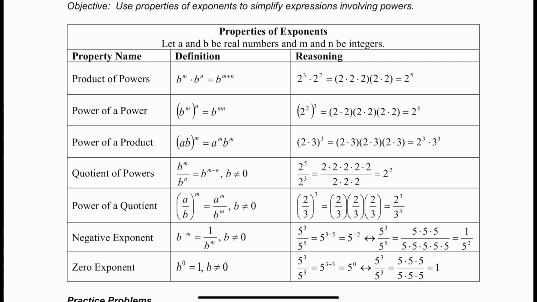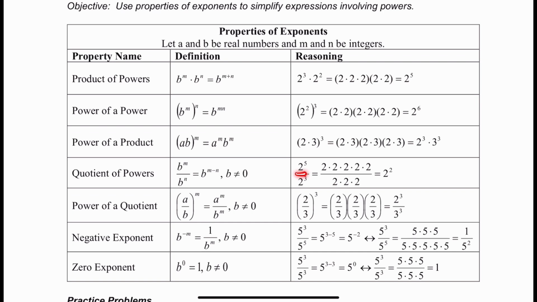A quotient of powers, we're going to take b to the m divided by b to the n, and that's going to equal b to the m minus n. So keep in mind, b cannot be 0. It could be a positive or negative number, and we're going to represent b by a 2. M is going to be represented by the 5. And n is going to be represented by the 3, but those could be any numbers.